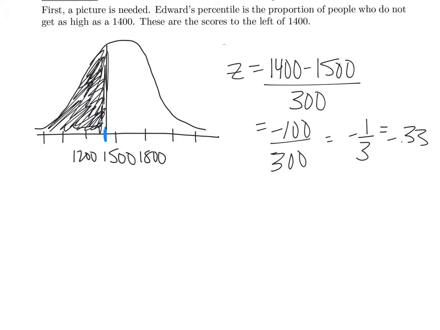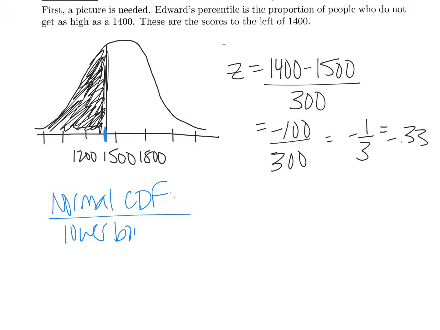So in the calculator, you're doing the normal CDF. And for your lower bound, I've gotten in the habit of using negative 1000. Some of you have the ability to do negative infinity. For this problem, you could just type in 0, because the lowest score that you could earn on the SAT would be a 0. But my calculator automatically does negative 1000 now. So you can leave it there, you can leave it 0, you can do negative infinity. That part doesn't really matter.